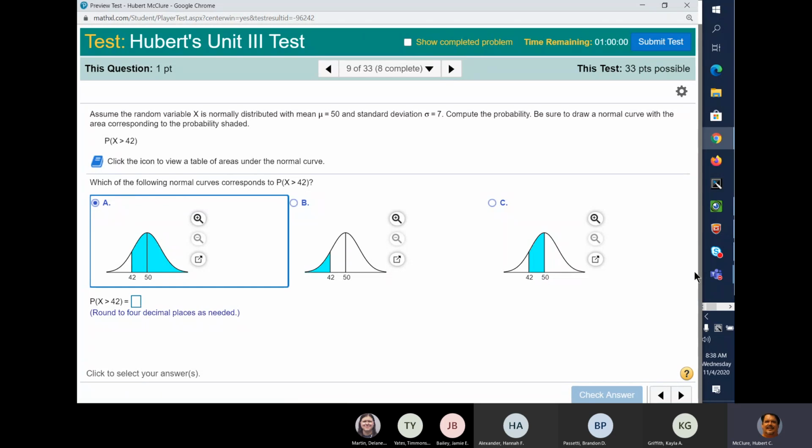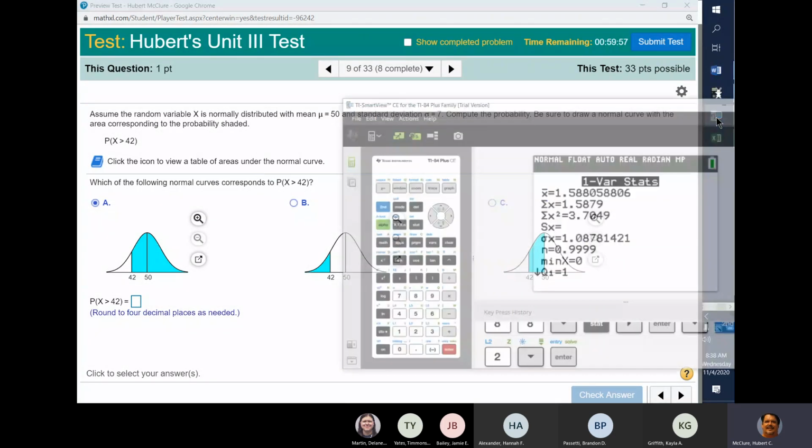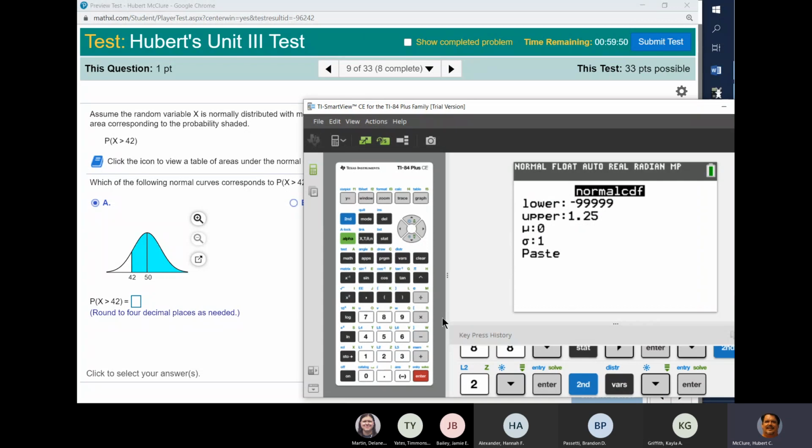And let's go ahead and take our handy dandy calculator and go second, vars, normal CDF. And I'm going to stay with the older calculator. That way it covers everybody. So that's going to be negative 1.14 and 9999.